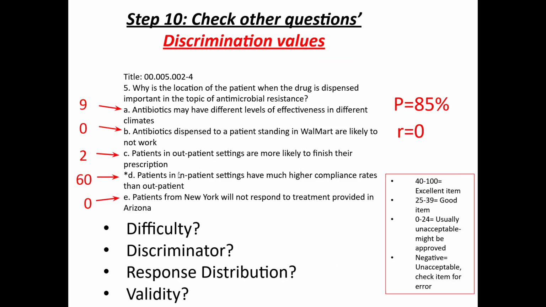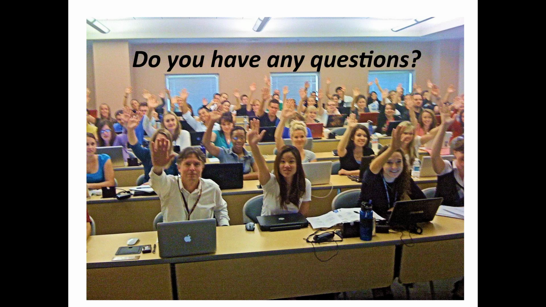If that doesn't make sense, please, please, please come talk to me. Okay? And let me know if you have other questions. The main thing I wanted you to see from here is that although there's a lot of numbers involved, it's really just a 4-step process. You want to look at the difficulty of the question. You want to look at the discrimination index. You want to look at the response distribution. And then you want to think about internal and external validity. All right. Thank you.